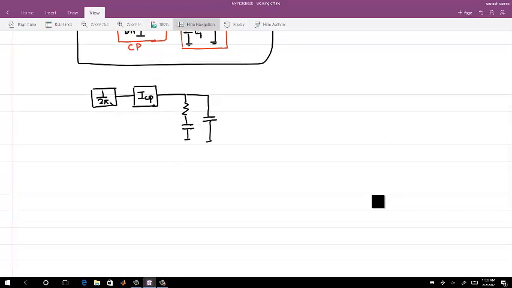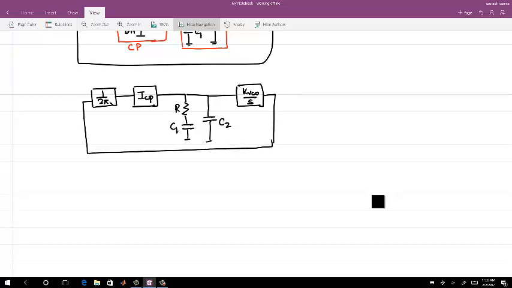R, C1, C2, and then you have KVCO over S. Phi in, phi out. This node is phi error. This one is V control.